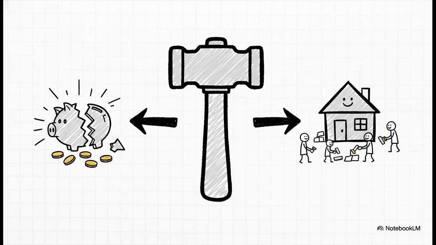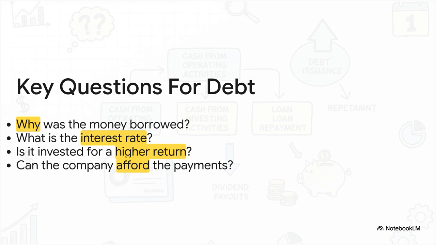I want you to think of debt as a tool, like a power saw. In the right hands, a power saw can be used to build a beautiful house. In the wrong hands, it can be very dangerous. As analysts, our job is to figure out how the company is using that tool. So how do we assess that? How do we figure out the story? We ask these 4 key questions.